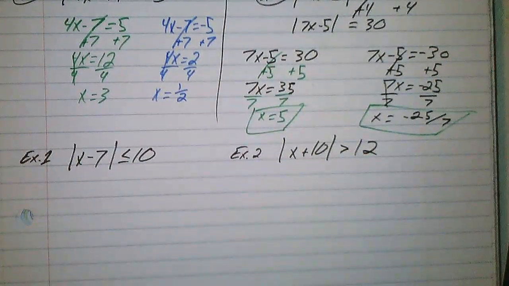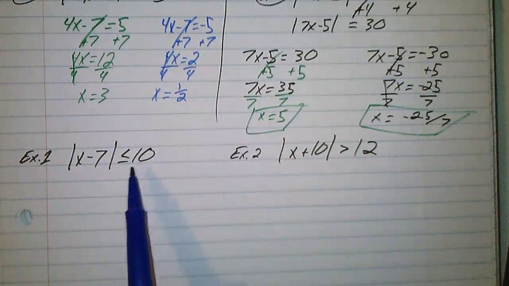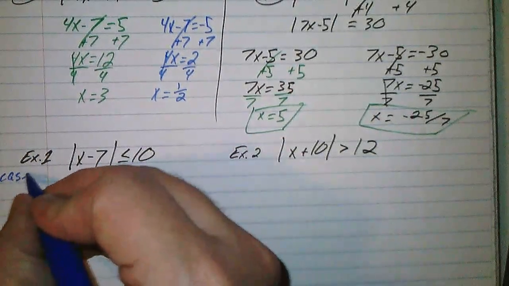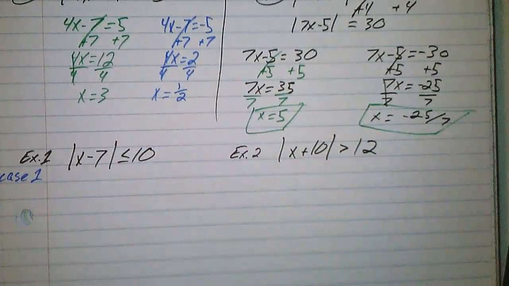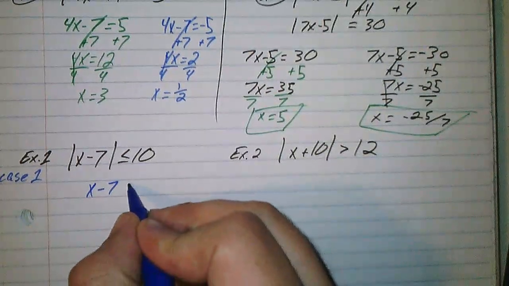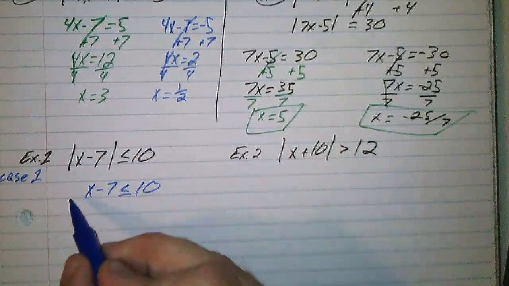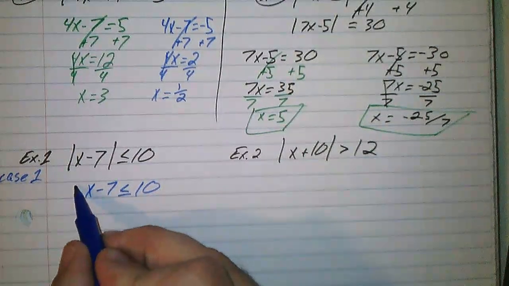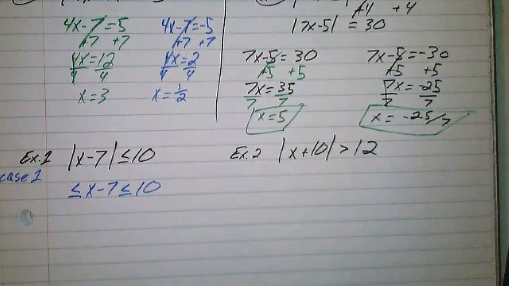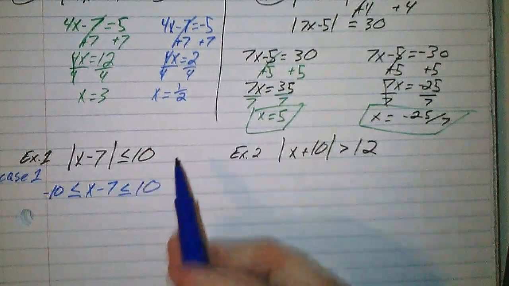And then we get into the inequalities, absolute value inequalities. And we work these out differently. If it's a less than, I've been calling that case 1. And so if that's the case, then we take what's in the absolute value bars, x minus 7. We set it less than or equal to positive 10. But then on the other side, we copy that sign and we set it equal to the negative version of what we see.